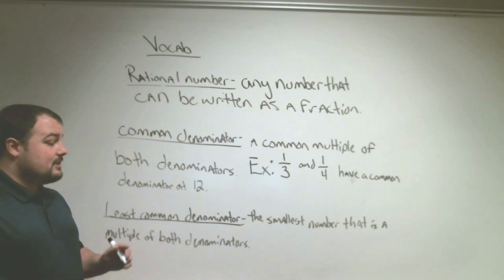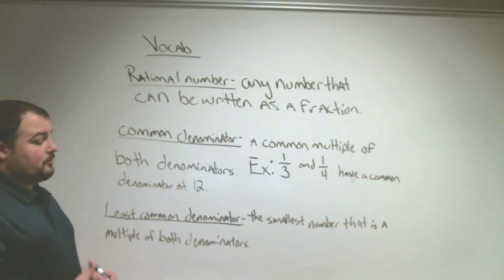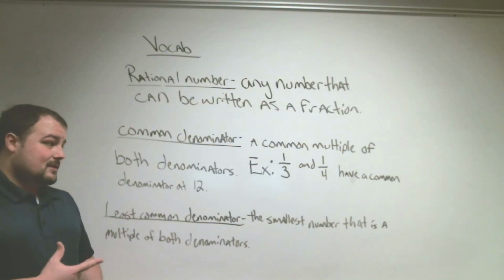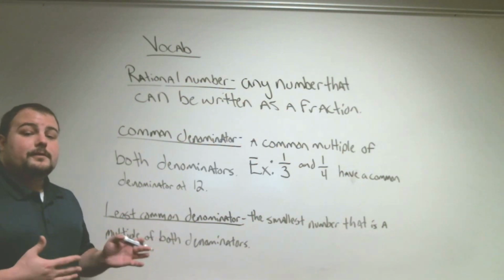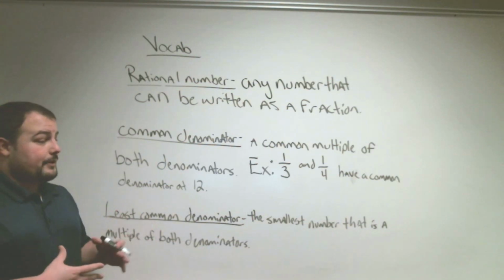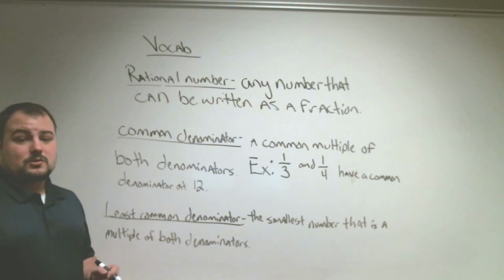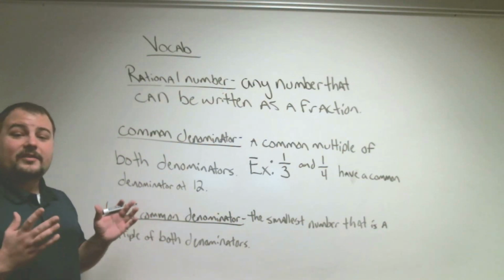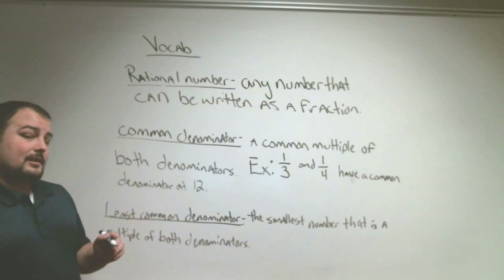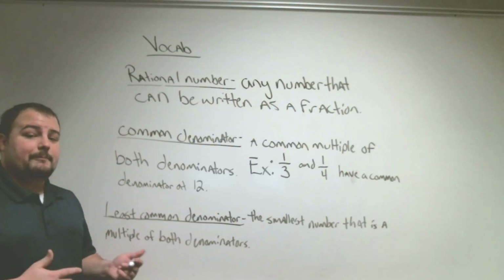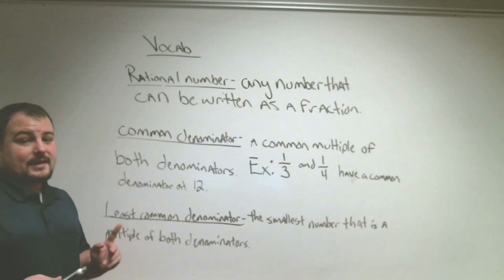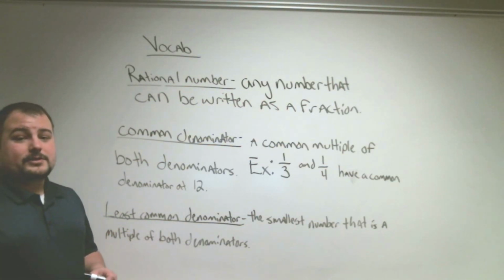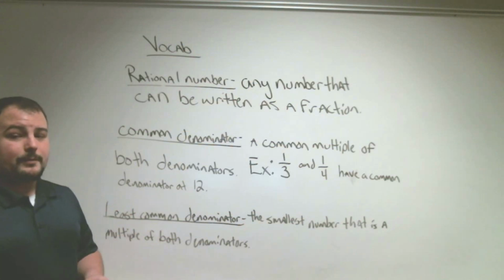Least common denominator, it's the smallest number that is a multiple of both denominators. So in this case, 12 is the least common denominator of 3 and 4. Now, I could make 3 and 4 have a common denominator of 24, 48, anything that they multiply to. But the least common one is the smallest number that both of those denominators will go to. So it's the first one that they make. Let's go ahead and look at our first example of comparing rational numbers.